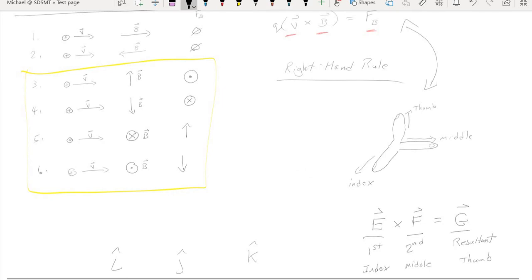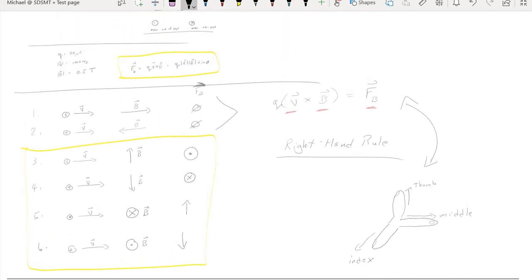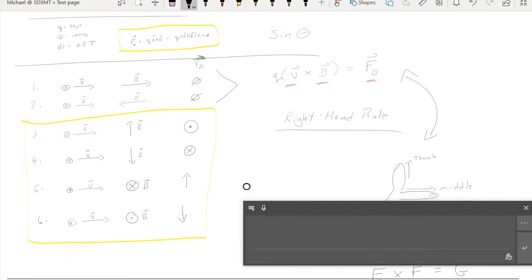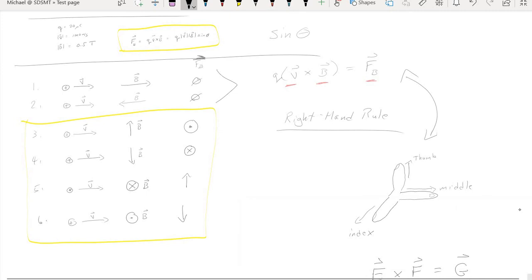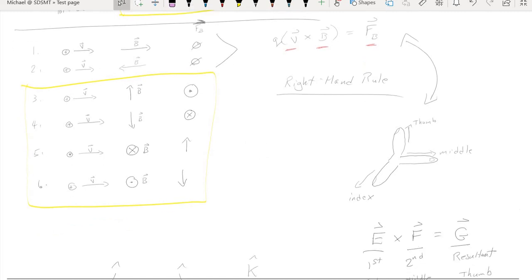We already know that the first two case scenarios are going to result in a 0, and that's because the sine relationship between those vectors was either 0 or 180. But all the other combinations have a 90-degree relationship, so all that's left for us to do is evaluate the direction that our force needs to point. So here we go.